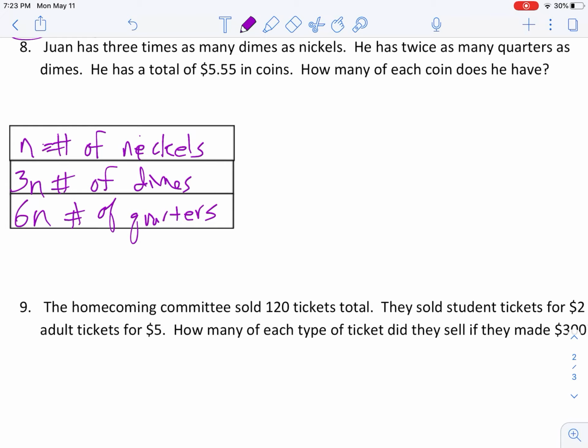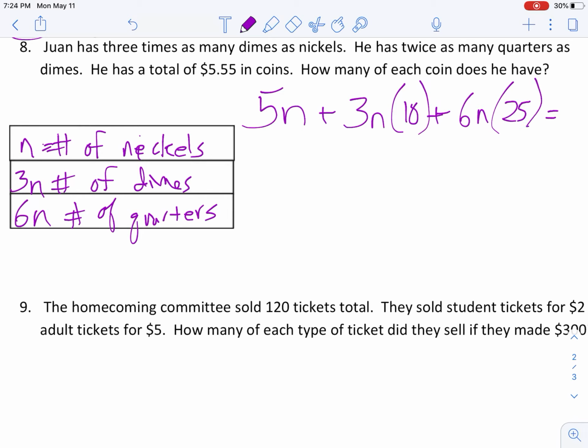Okay, so now I have n nickels, so the value of n nickels is 5n. I have 3n dimes, and the value of that is I multiply that by 10. And then I have 6n quarters, and the value of that, I multiply that by 25, and that'll give me 555. Go ahead and solve that equation, and that'll give you n, which will give you the number of nickels, and from that you can find dimes and quarters, because it asks how many of each coin does he have.